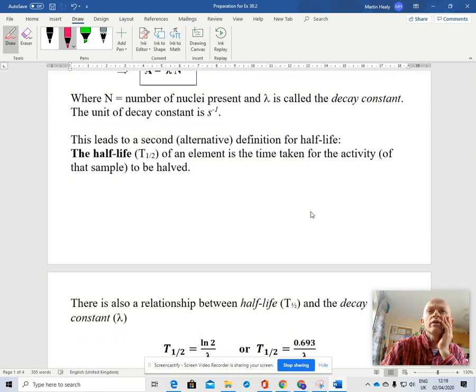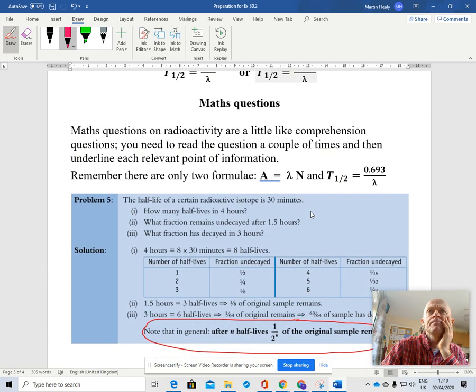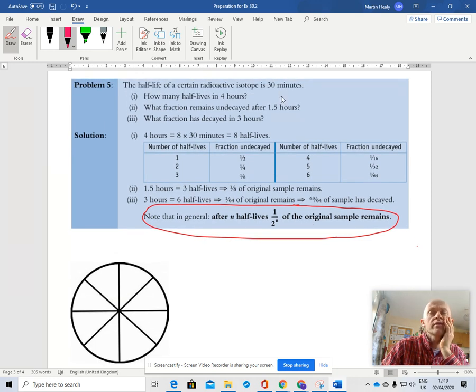Now, one other small bit of mathsy stuff here. The half-life of a radioactive isotope is 30 minutes. How many half-lives in 4 hours? Well, there's 8 lots of 30 minutes in 4 hours, so that's 8 half-lives.